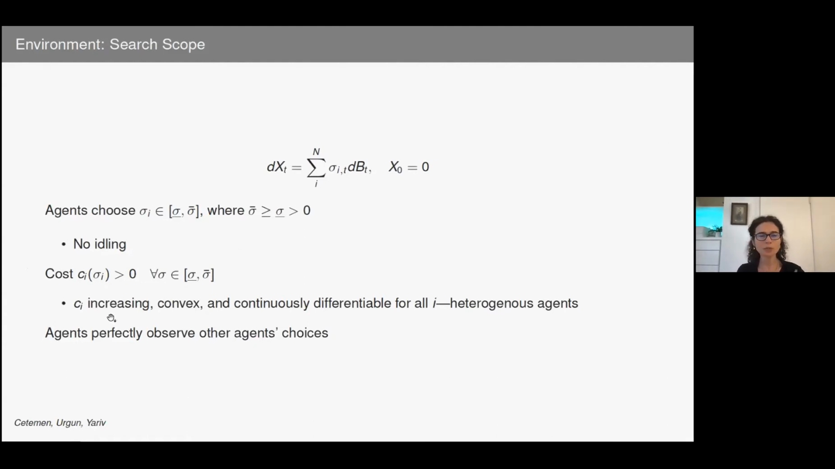And I'll note that while most of the literature on these collective decisions assumes homogeneous agents, for us here, the homogeneous agent case will actually be the less interesting case. What we'll be really interested in is when we have fully heterogeneous agents. In some sense, then the fact that we have these exit waves will be more interesting, perhaps. And agents perfectly observe other agents' choices. So we're not dealing here with some sort of imperfect monitoring information, etc.